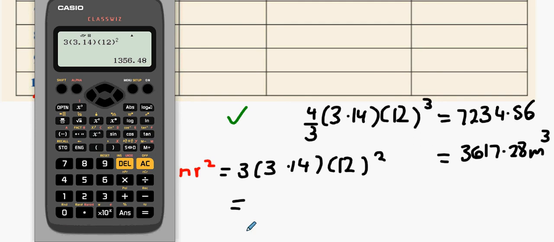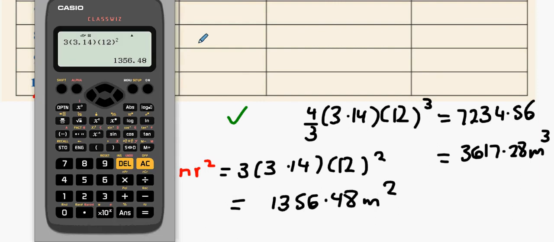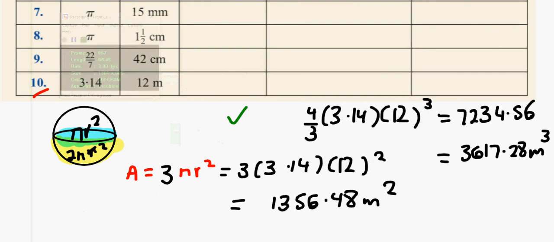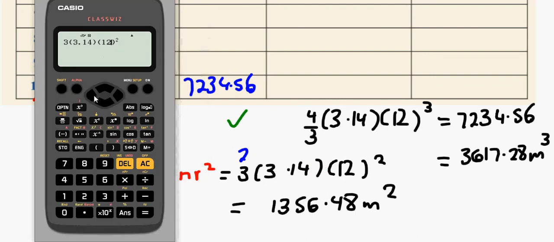1,358.48. Sorry, 1,356.48 meters squared. The answer to the first part was your 7,234.56. The answer for the curved surface area, sorry, that would have been 2 pi r squared, wouldn't it? So I need to just do 2 pi r squared. So I'll come back here and change it into a 2. And that is your 904.32.